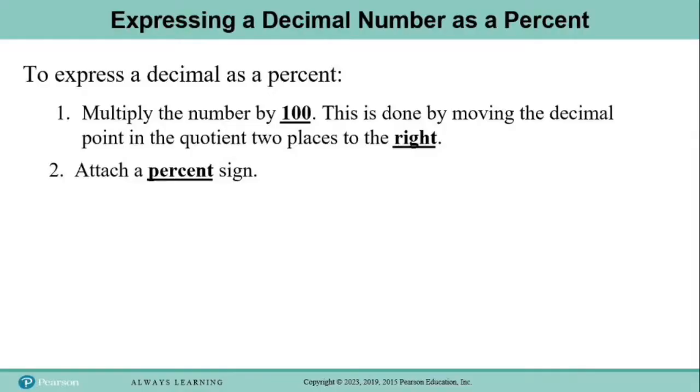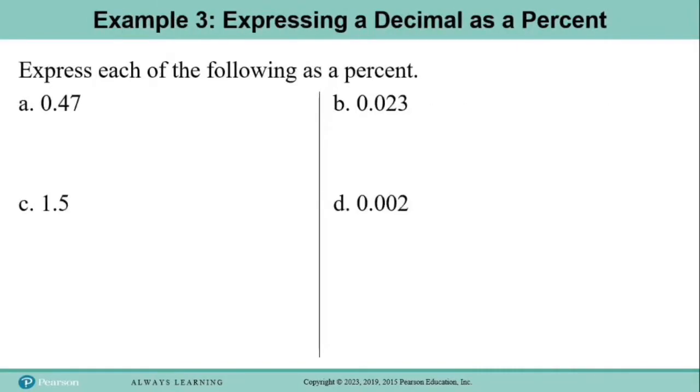Now let's talk about expressing a decimal number as a percent. So to express a decimal number as a percent, first we multiply the number by 100. That's the same thing as moving the decimal 2 places to the right, and we attach a percent sign. It's basically the opposite of what we did to express a percent in decimal form. So let's get a few examples of that. So here's example 3. Express each of the following as a percent.